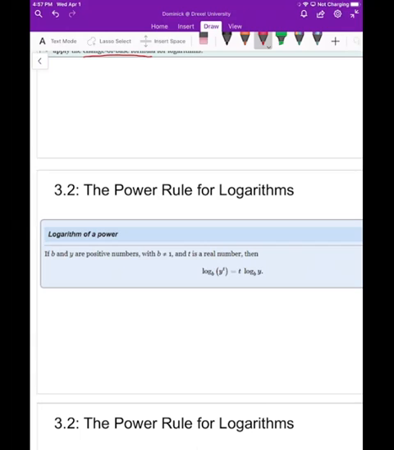Okay, so first of all, let me explain the power rule for logarithms to you. And the idea there is that if you have a logarithm of something to a power, it's equivalent to write this as t times log base b of y, right? And if you're curious, you can ask me, and I'll sort of show you the idea of why this is true.